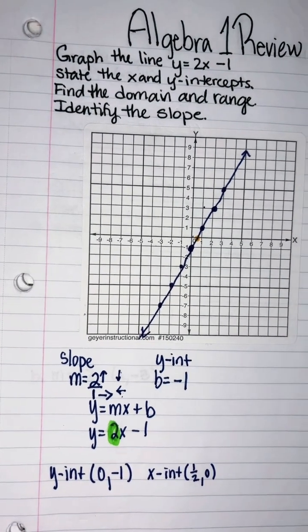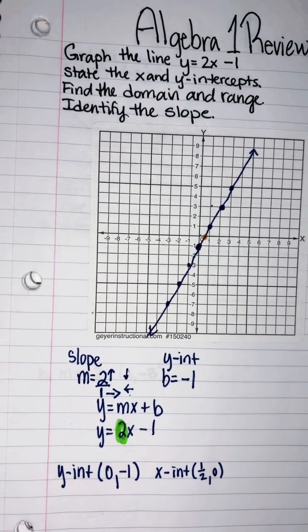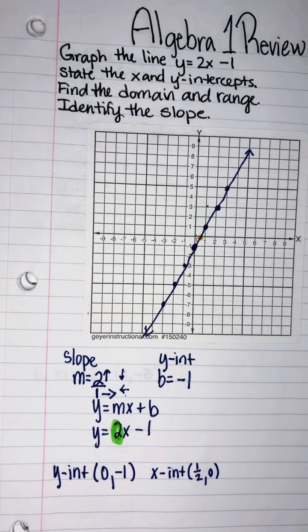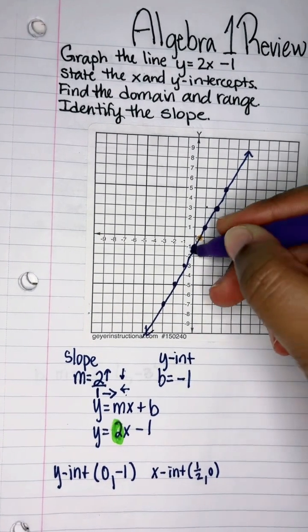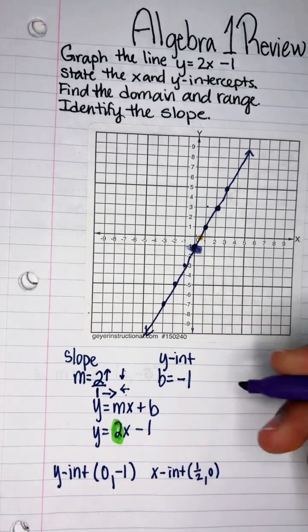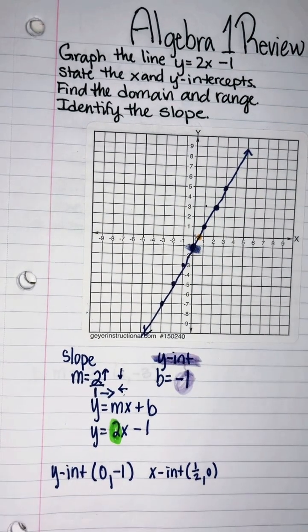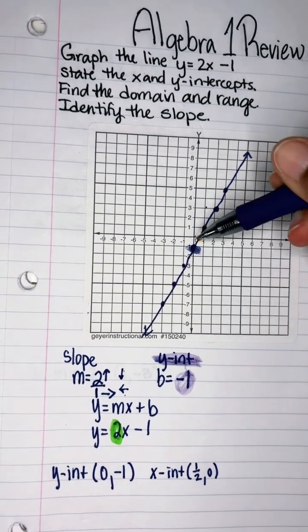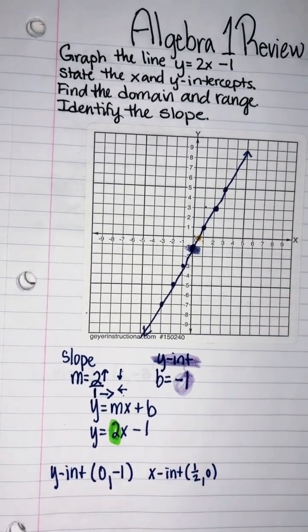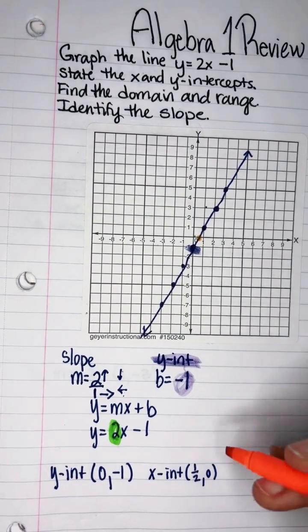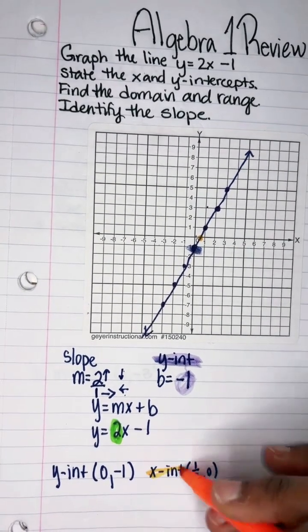So remember, this is the y-intercept. Let me do it in a different color. This is on the y-axis right here. Okay. And then our x-intercept, where it crossed in the middle here, is this, okay?